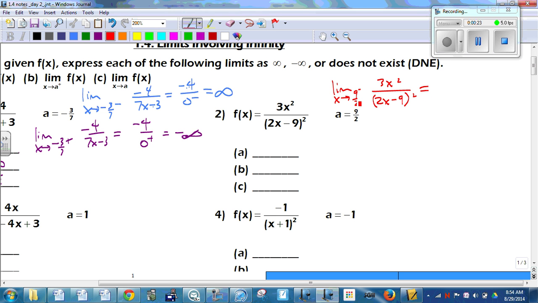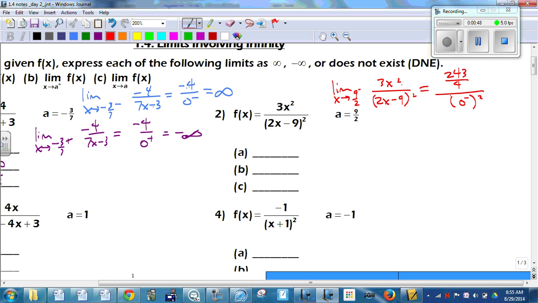Well, on the top, if we put 9 halves in, 9 halves squared is 81 fourths times 3. That would give us 243 over 4 for the top. And then on the bottom, we're going to be approaching 0 inside those parentheses, but we're going to be doing it from the left, right? Because we're approaching 9 halves from the left.